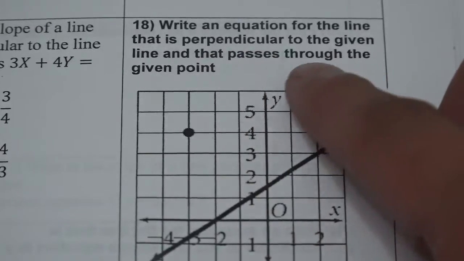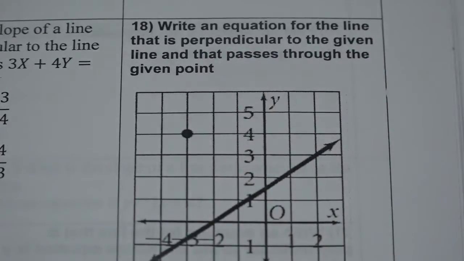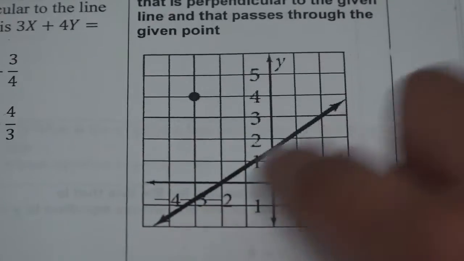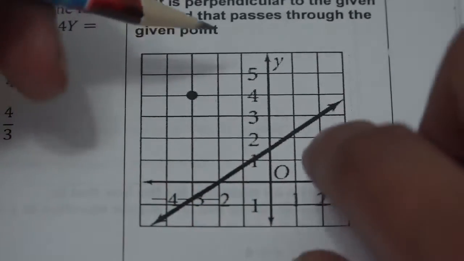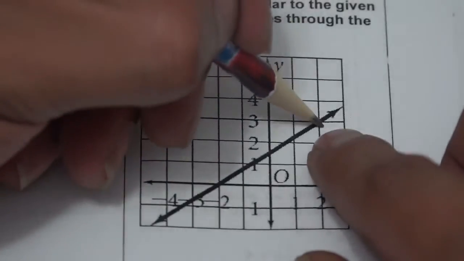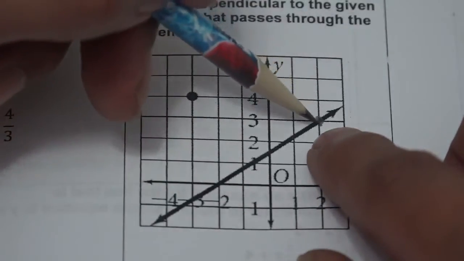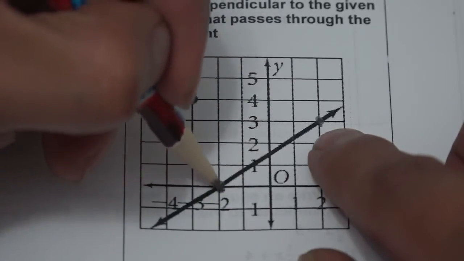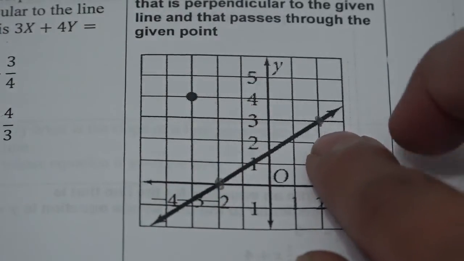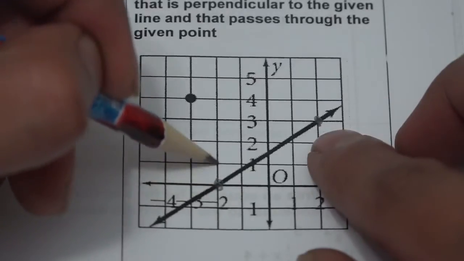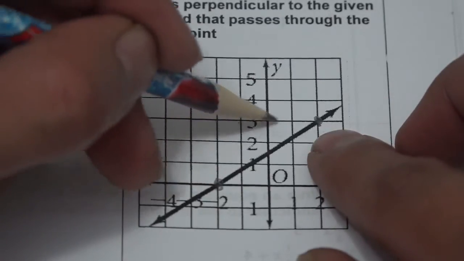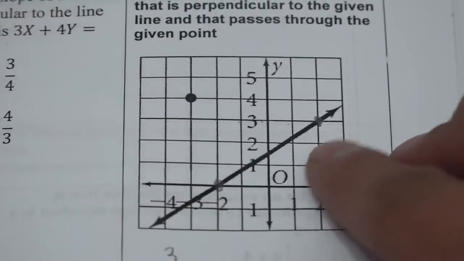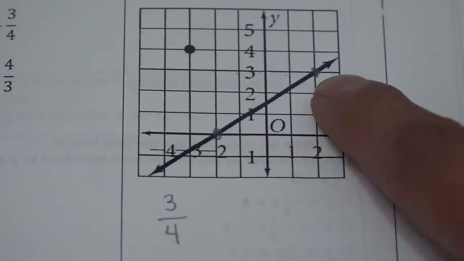Write an equation for the line that is perpendicular. Okay, perpendicular again. You know what's up with perpendicular. I need to identify the slope of the original line. So the slope is, okay, where's a nice point? Right here is a nice point. Where else is a nice point? No, here. Let's see how I'll go from one point to the other one. 1, 2, 3, 1, 2, 3, 4. So the slope is 3/4. The slope of this line is 3/4.